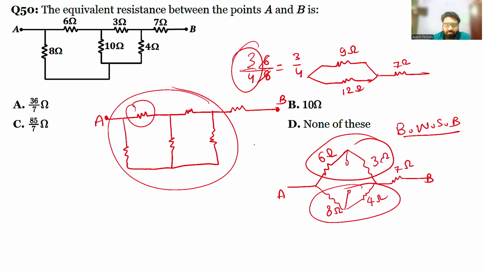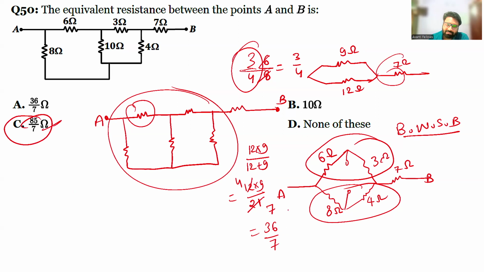So in parallel, what will it be? 12 into 9 divided by 12 plus 9, which is 21. 3 4s are 12, 3 7s are 21, so it is 36 by 7. And when you add this with 7, 7 7s are 49, and 49 plus 36 is 85 by 7. So this is the total resistance. This is a clear case of a Wheatstone bridge.